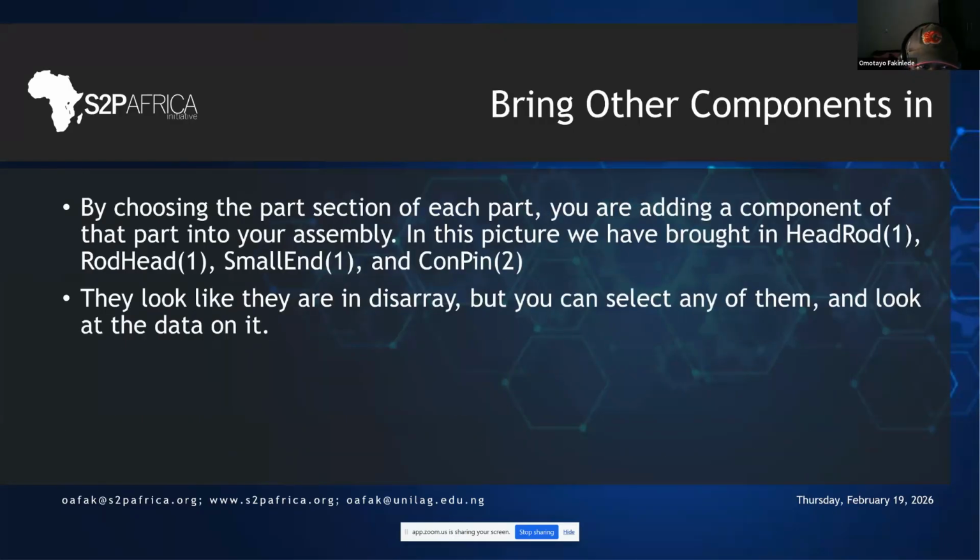You can now bring in other components by choosing the part section of each. By choosing the part section of each part, you are adding a component of that part into your assembly. In this picture, we have brought in head rod, one component. From the part head rod, we bring one component. From the part rod head, we bring one component. For the part small head, we bring one component. For the part con pin, we bring two components.